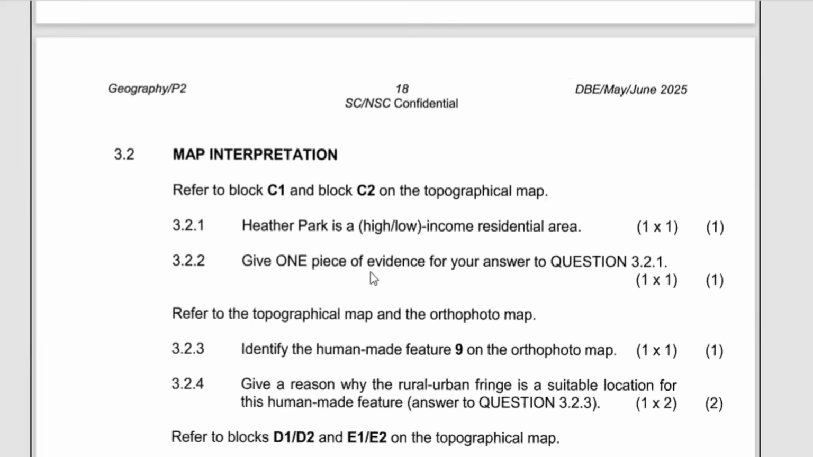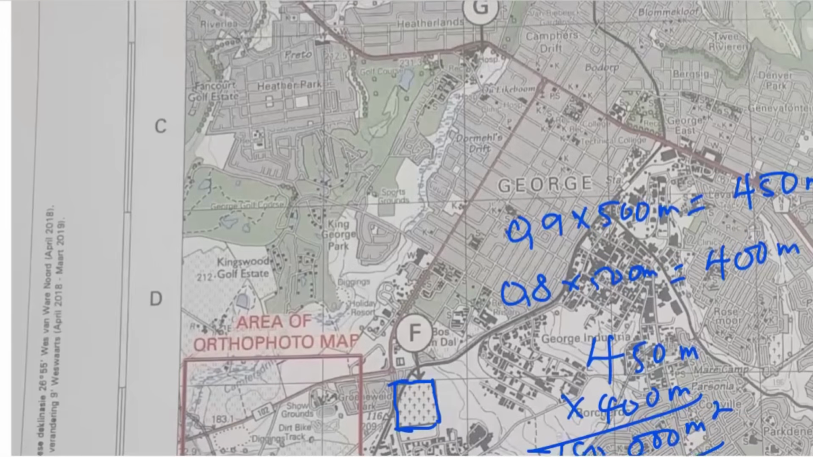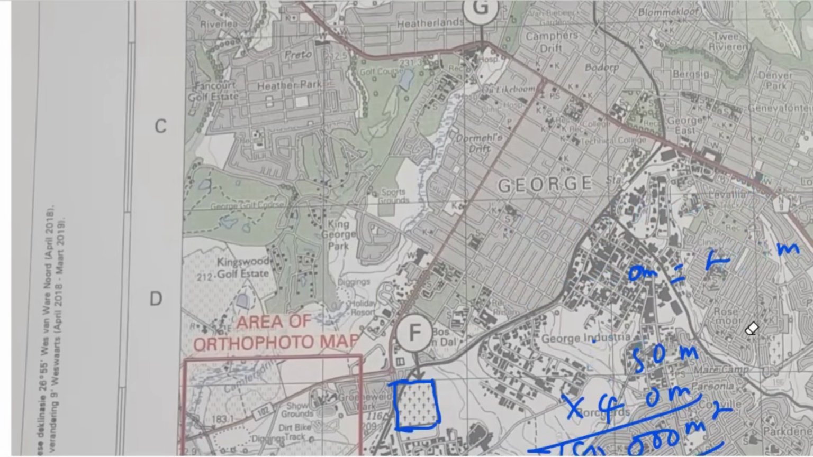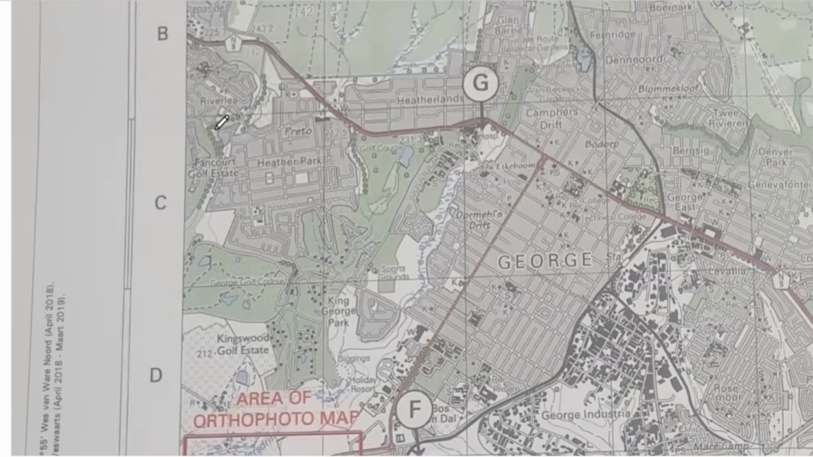So under that one, we're supposed to analyze the area and be able to see. On the topographic map, we're supposed to analyze our spaces and be able to check. The question is saying that area Heather Park is in block C1 and C2. Right, we come here. Let me just erase off this. C1 and C2, we are seeing our Heather Park is here. This is the area of concern.